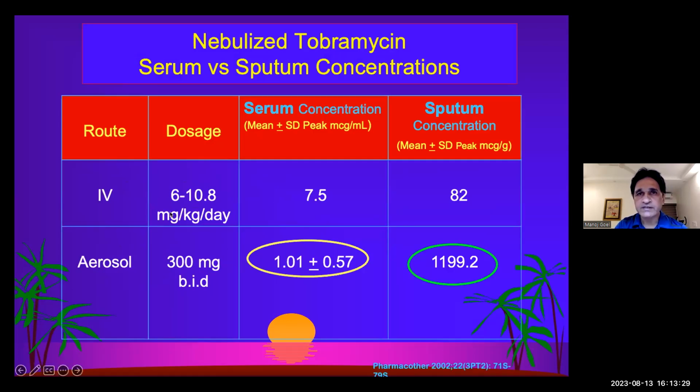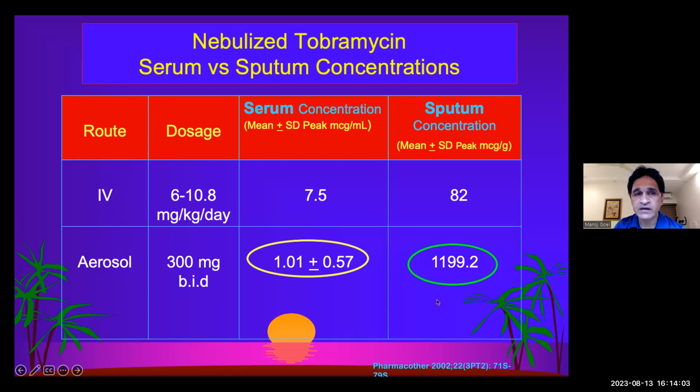Now, this is a very important slide which shows the administration of tobramycin. If you administer tobramycin through the IV route, the serum concentration achieved is 7.5 and the sputum concentration achieved is 82. Whereas when tobramycin is nebulized using an aerosol, the serum concentration achieved is 1.01, which is much lesser than through the IV route. But on the other hand, the sputum concentration achieved with the aerosol of tobramycin is 1199, which is way higher than the 82 achieved with IV.